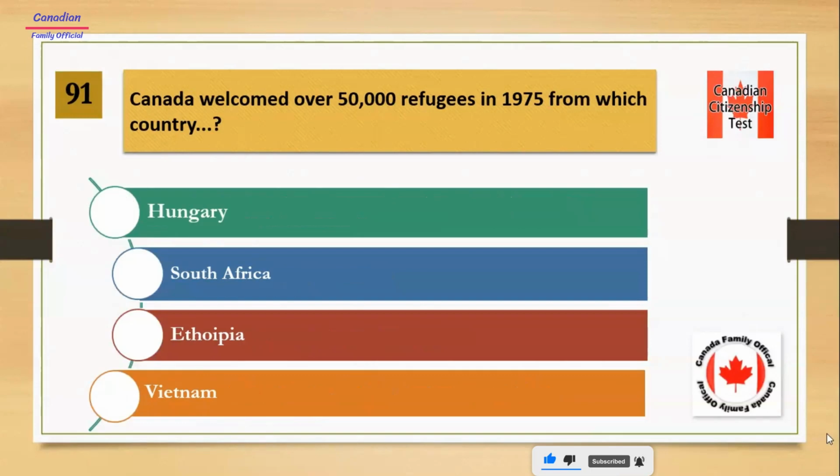Canada welcomed over 50,000 refugees in 1975 from which country? Number 1, Hungary. Number 2, South Africa. Number 3, Ethiopia. Number 4, Vietnam. And the answer is Vietnam.